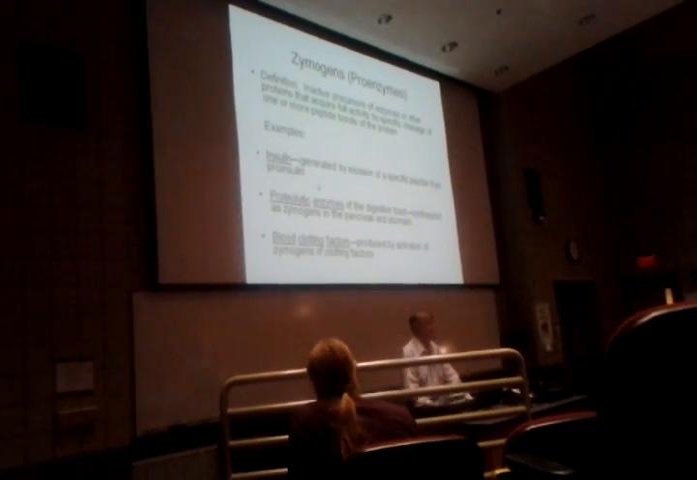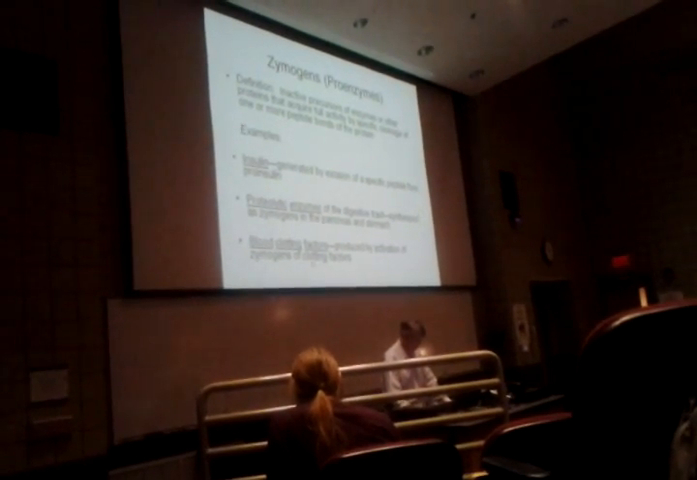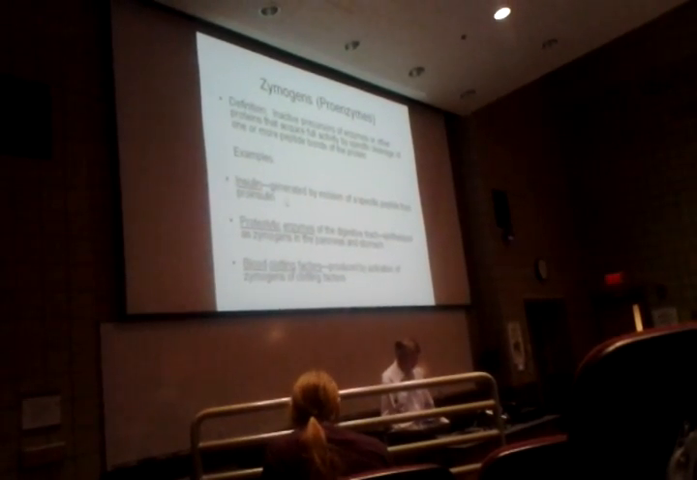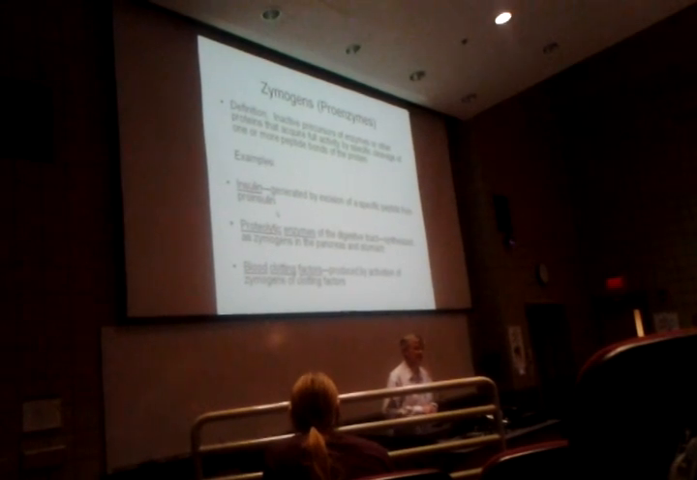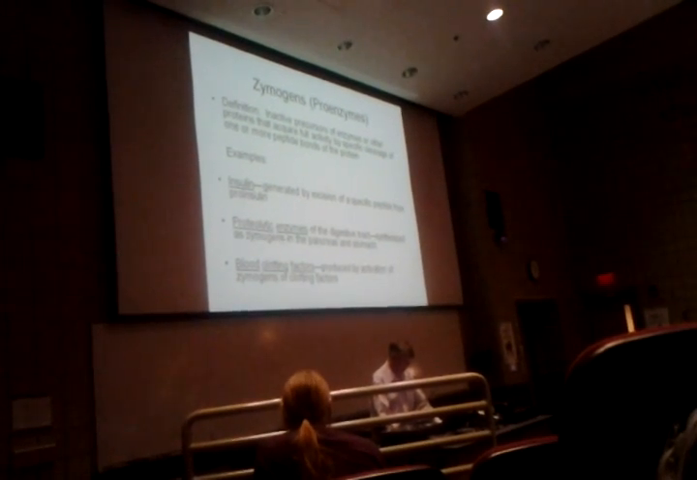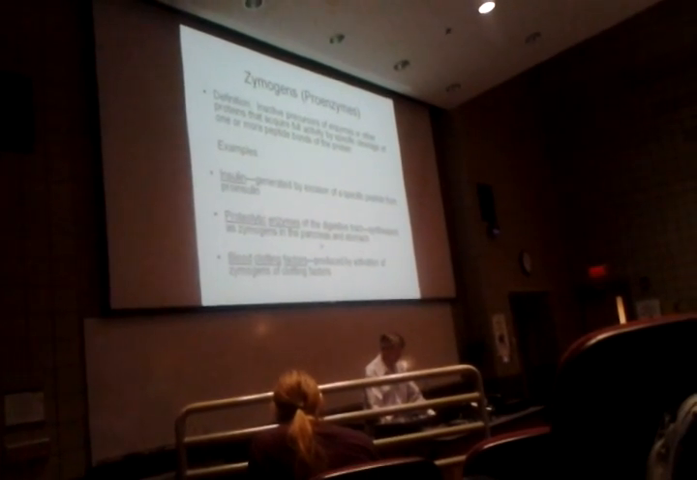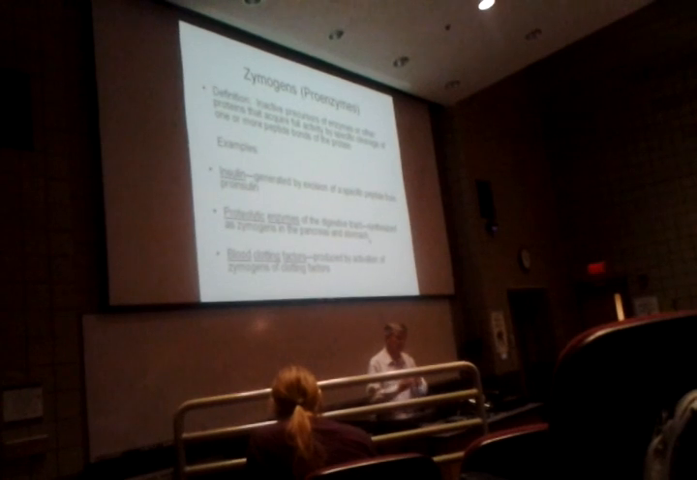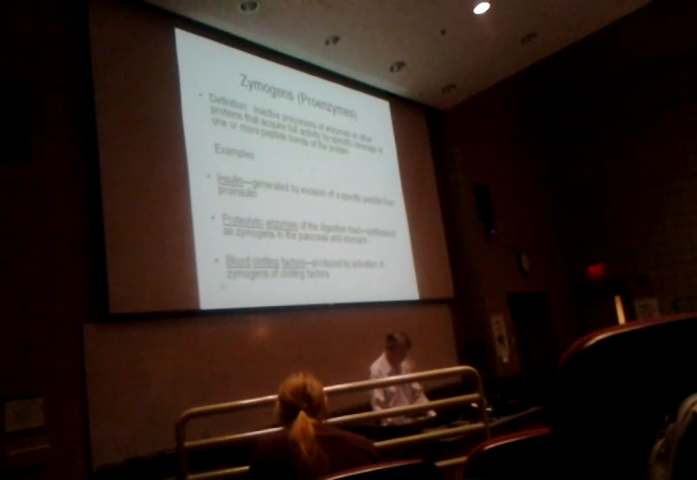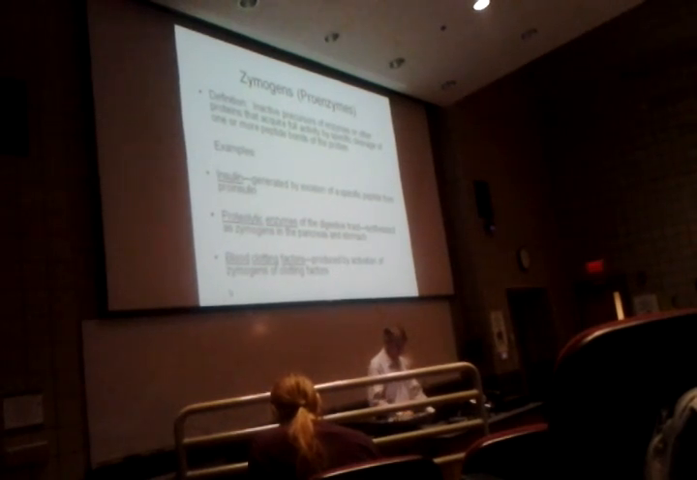And I'll talk about the examples of insulin, the proteolytic enzymes of the digestive tract, and blood clotting factors. So insulin is generated by the excision of a specific peptide from what is called proinsulin, the original inactive form of insulin. The proteolytic enzymes of the digestive tract are synthesized as zymogens, inactive forms, in the pancreas and stomach, and then must be activated. And blood clotting factors are produced by the activation of zymogens, that is, inactive forms of the clotting factors.